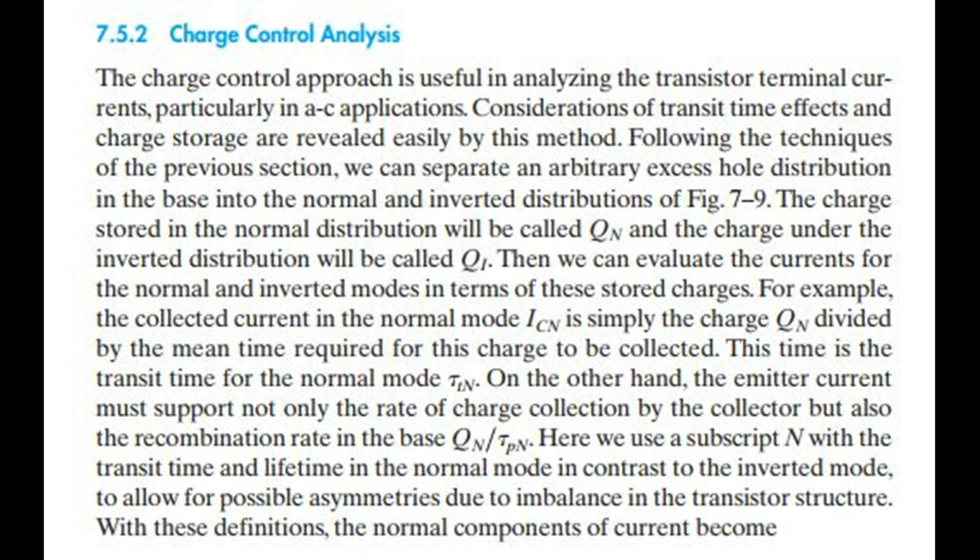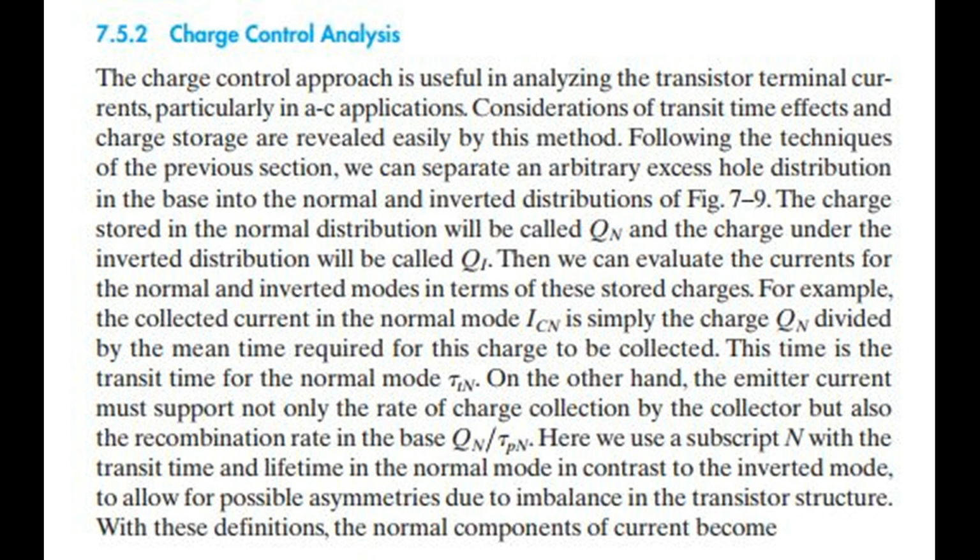The charge stored in the normal distribution will be called Qn and the charge under the inverted distribution will be called Qi. Then we can evaluate the currents for the normal and inverted modes in terms of these stored charges. For example, the collected current in the normal mode, ICN, is simply the charge Qn divided by the mean time required for this charge to be collected. This time is the transit time for the normal mode, tau_tn.